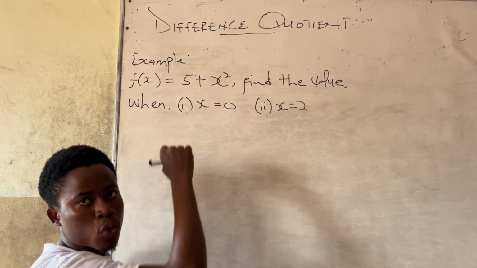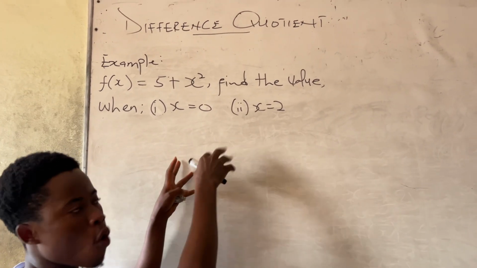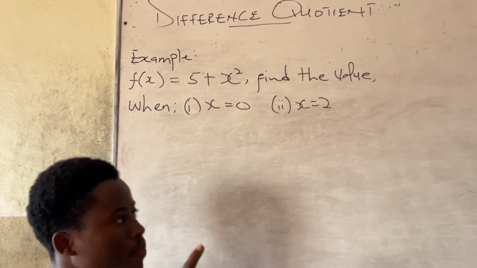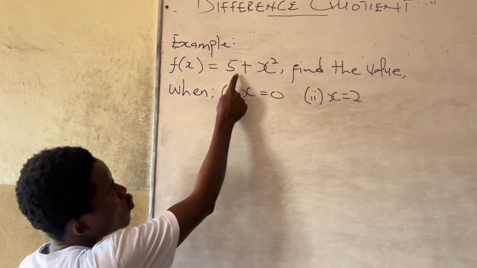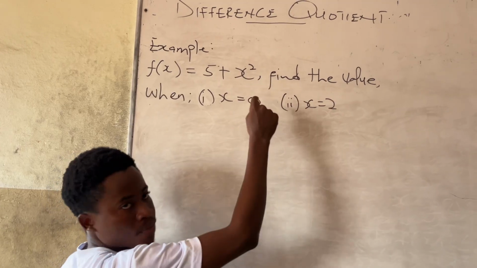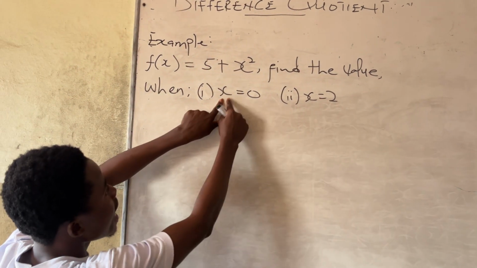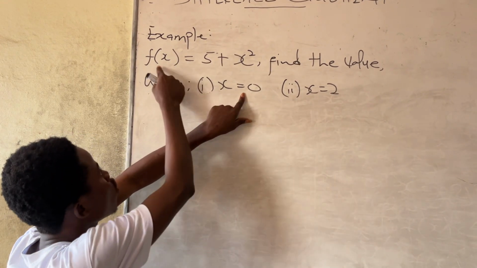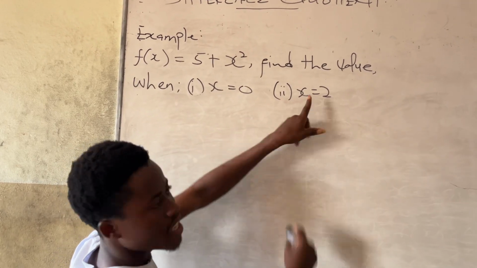Let's take an example to appreciate the already established formulas or what we've explained earlier on. All right. So now the example reads: f of x equals 5 plus x squared. Find the value of f of x when x equals 0, and then when x equals 2.